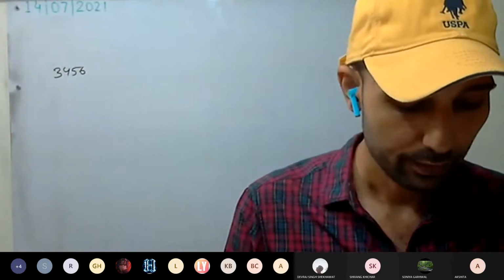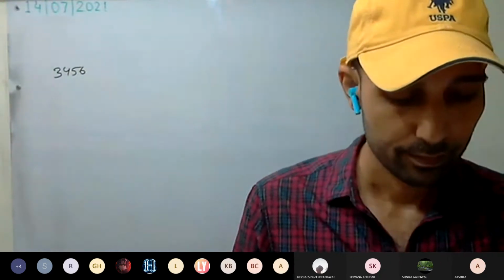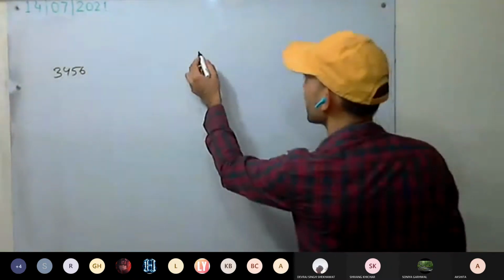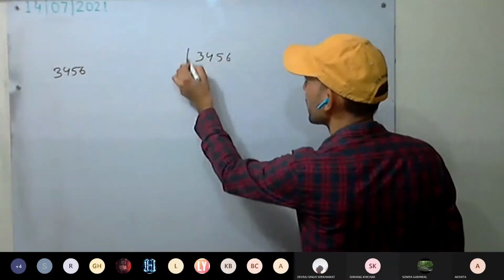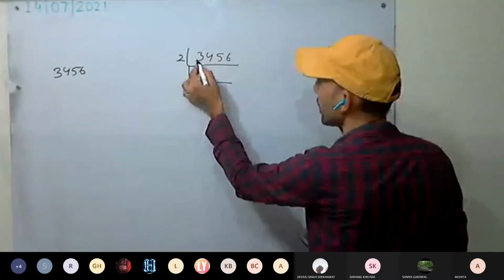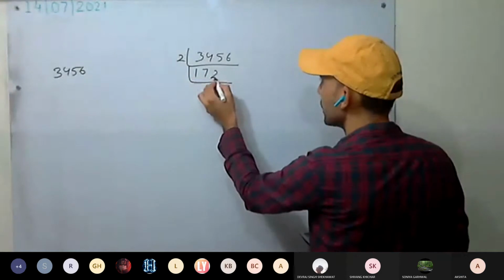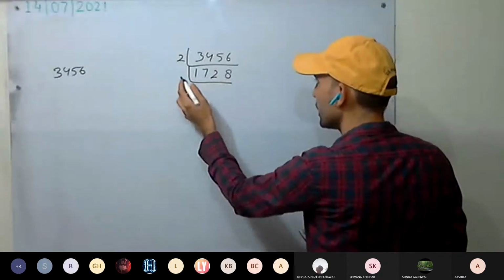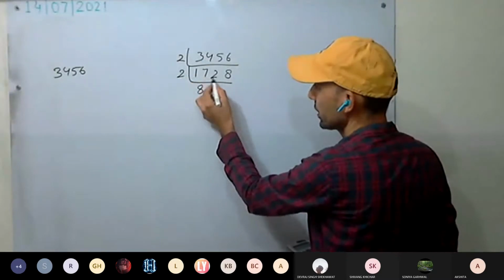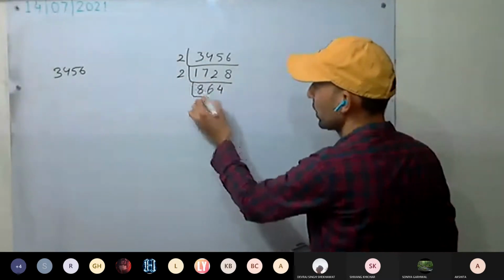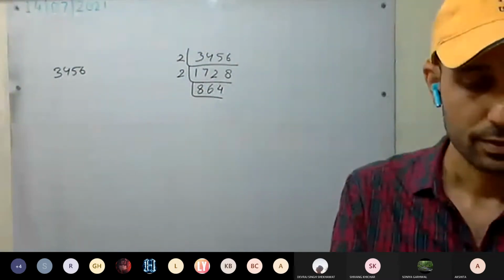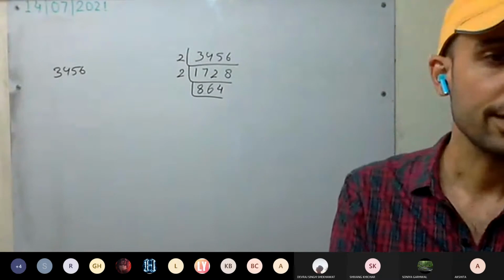Keep dividing this one. Keep finding the factors. 3, 4, 5, 6. Start with 2. Start calculating. Keep dividing and find the factors. Everyone keep dividing and finding the factors.